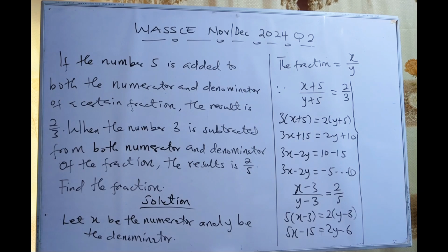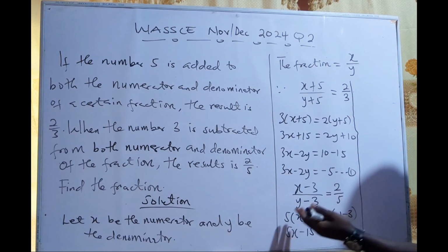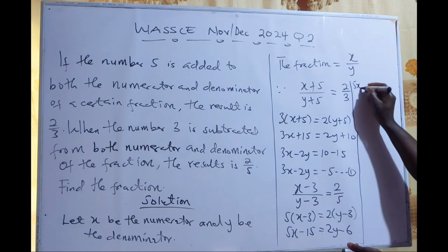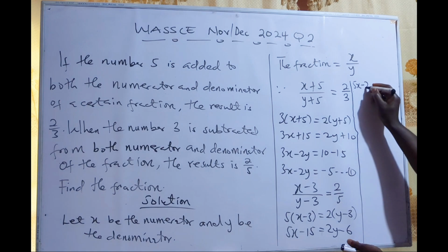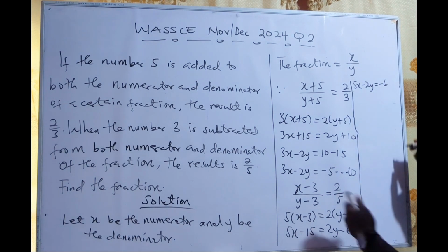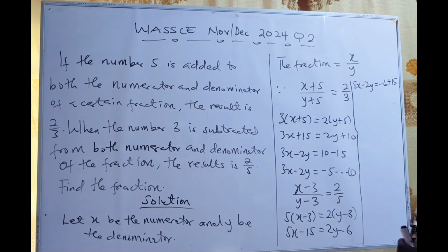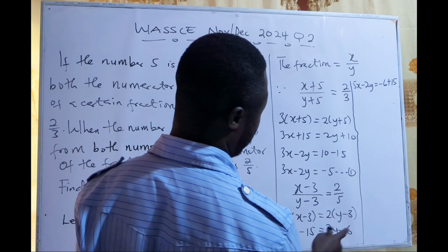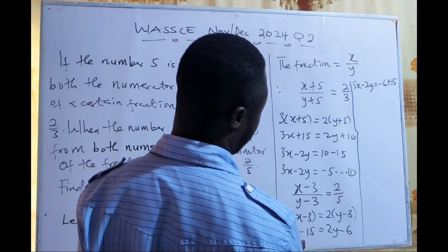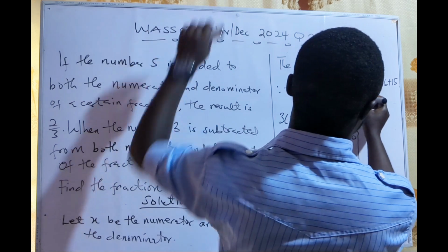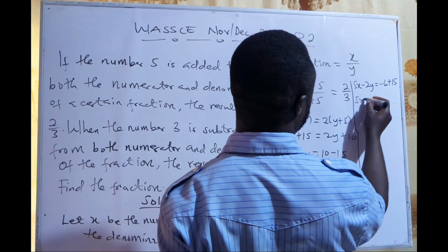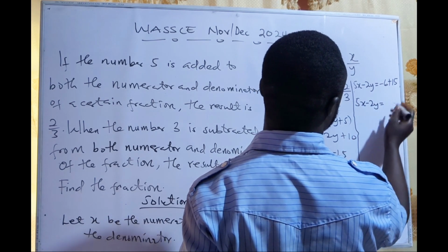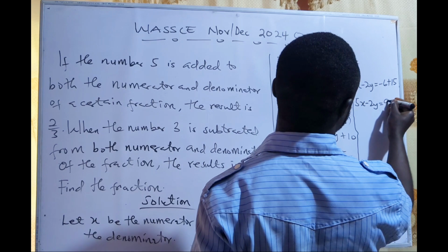So let's bring the variables to one side and the constants to the other side. So we will have 5x minus 2y to be equal to negative 6 plus 15. So 5x is here, the 2y will come here to be negative 2y, and there is minus 6 here already. Then the minus 15 will come here to be plus 15. So we are going to have 5x minus 2y to be equal to 1. Minus 6 plus 15 will give us positive 9.